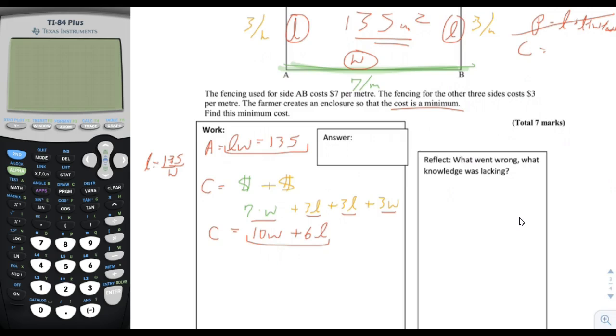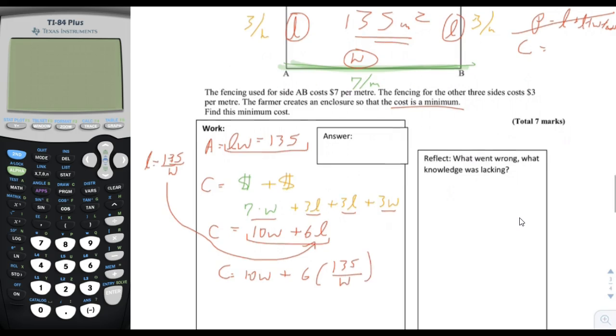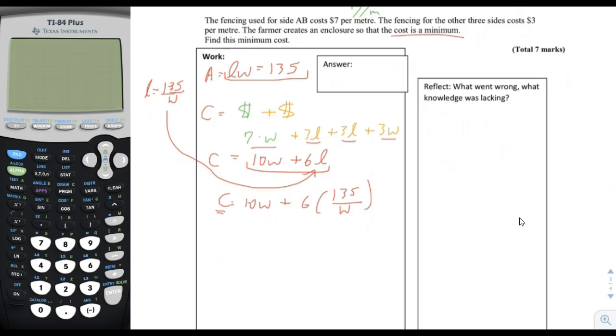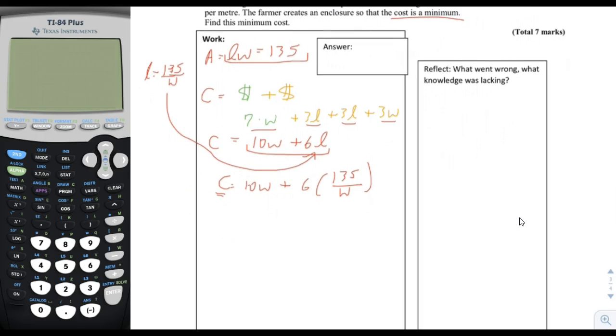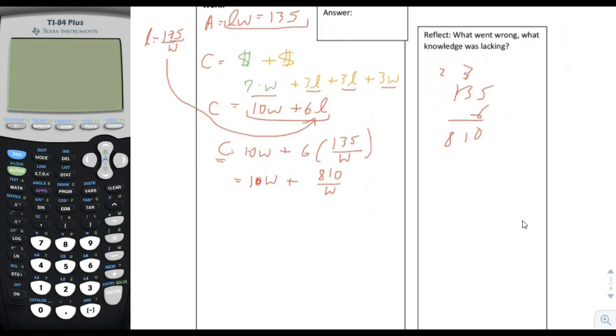Okay, now let's take this expression and plug it in for L. And then we're going to have C equals 10W plus 6 times 135 over W. And we're trying to optimize the C value here. Okay? So, let's see. Can we multiply this out? We're going to have 10W plus 6 times 135. Since you don't have a calculator, I'll empathize with you and also do it without the calculator. 18, 21, 6, 7, 8. 810. 810 divided by W. Okay.